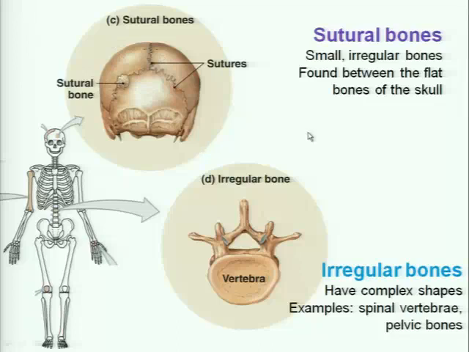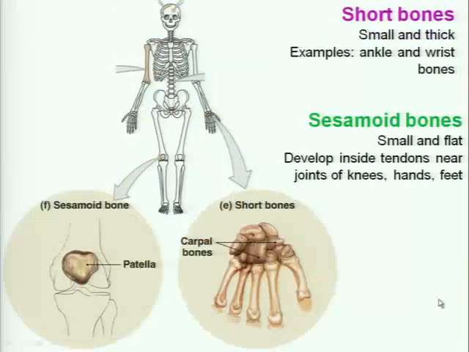Irregular bones. These ones have weird shapes. Your vertebrae, which is the example that's showing you, and your pelvic bone, they don't really fit into any category. They're irregular. Short bones are tiny little bones. They're small and thick. You're going to find them in your ankle and in your wrist. You can see these right here in your wrist.